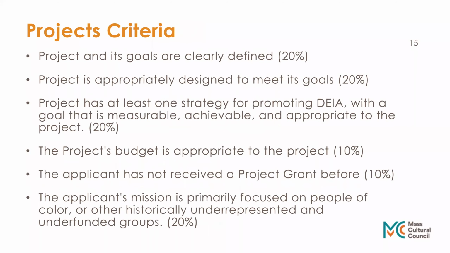So the criteria, and for anyone who has applied to this program in the past, this is going to be an enormous revision of the program. We have a set of questions, and the questions all lead to these criteria. First of all, that the project and its goals are clearly defined. Second, that the project is appropriately designed to meet those goals. Third, that the project has at least one strategy focused on promoting DEIA with a goal that is measurable, achievable, and appropriate to the project.